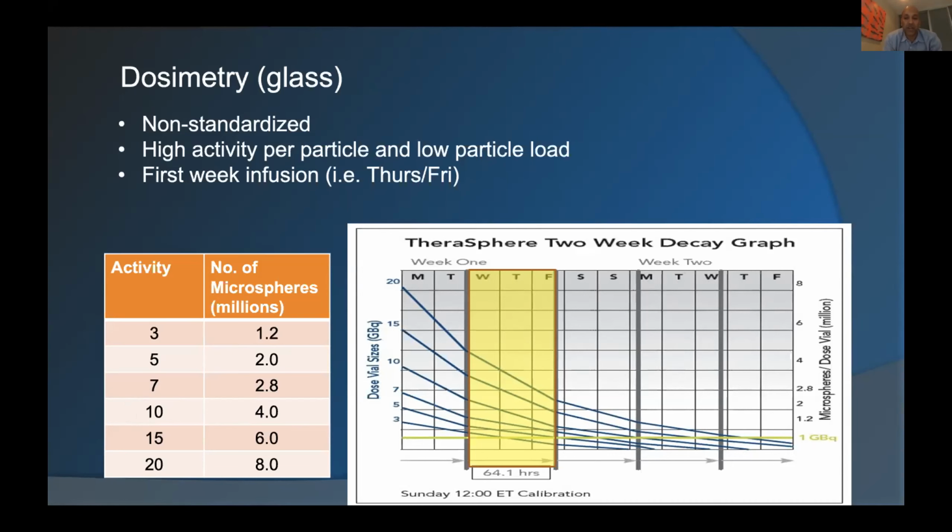And keep in mind that we are doing super selective catheterization and embolization. So the number of particles we need is relatively low. So we're not doing whole lobes. We're treating 100 cc's of liver. So you don't need 8 million, 10 million, 12 million particles. You'll end up going to stasis. So what we're typically doing are the 3, 5, or 7 GBQ vials in the first week. So they're relatively hot.